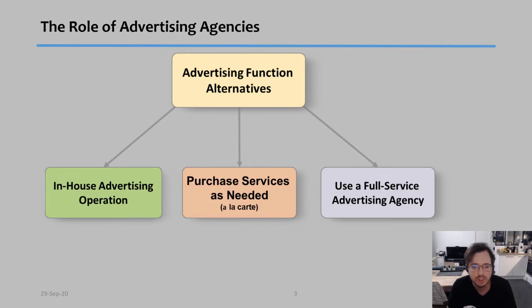The third option is to have something more in the middle. You purchase only certain services as you need, and we typically call this the a la carte mode. In other words, it's like a menu. You only choose what you want to consume. So we're going to talk about the advantages and disadvantages of each one of them.